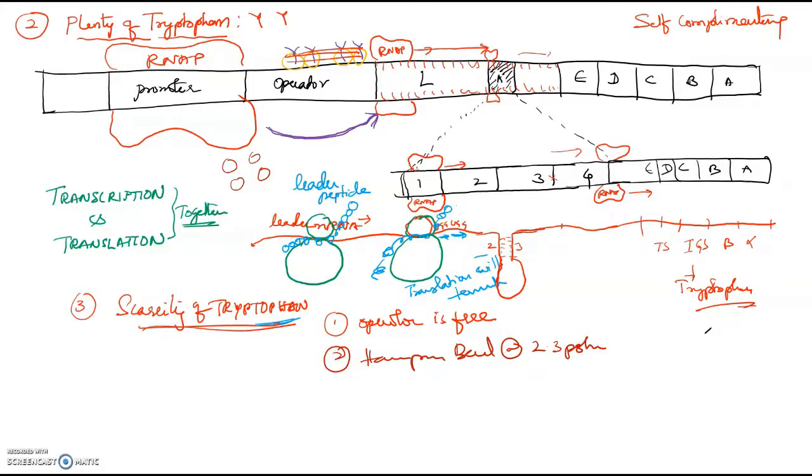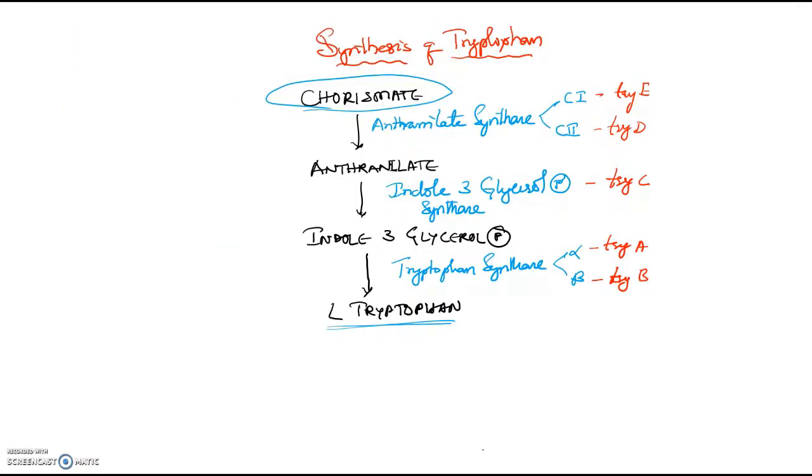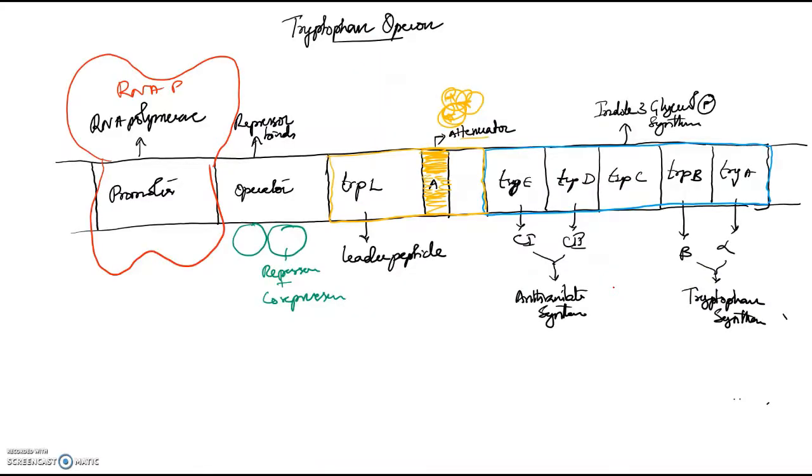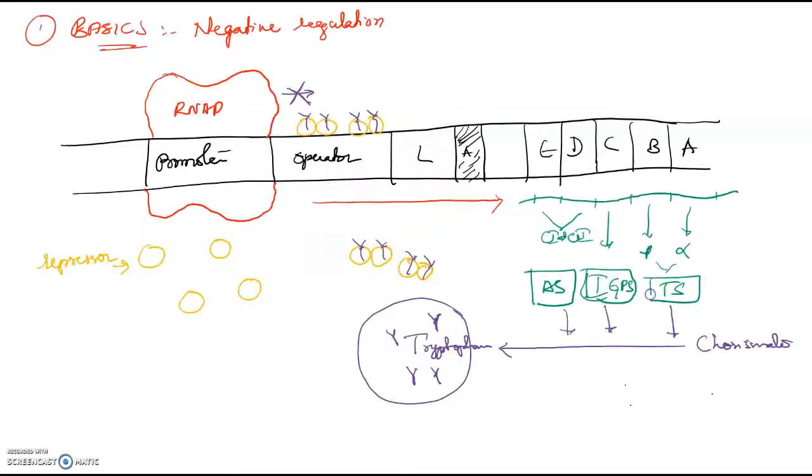Okay, so that is how a tryptophan operon is controlled. One is through negative regulation, second is through attenuation. Okay, quick review, very fast review. Synthesis of tryptophan from chorismate to tryptophan requires 3 enzymes and 5 genes. These are arranged in order. There is a trp L which synthesizes a leader peptide, then an operator and a promoter to which RNA polymerase is binding. Now this operon has 6 genes, 1 operator and 1 promoter.